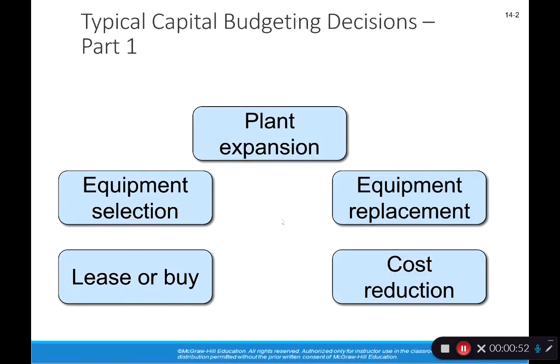So first of all, capital budgeting decisions include, again, long-term decisions like plant expansion, choosing between different equipment options, equipment replacement decisions, long-term cost reductions, leasing or buying a property, anything that's going to affect the company for multiple years in the future, involving the purchase of long-term assets would be considered a capital budgeting decision.